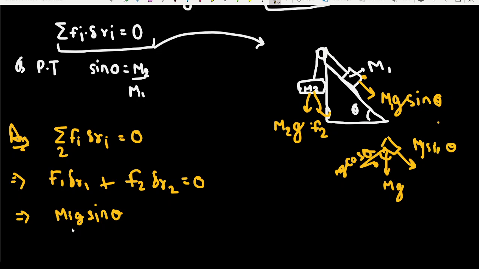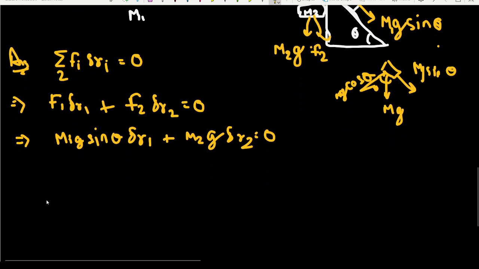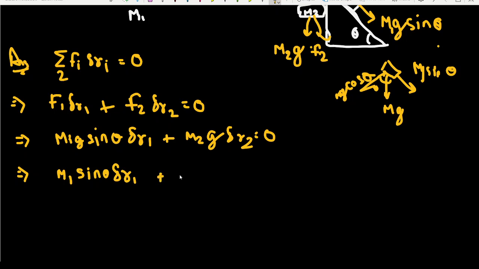So m1 g sin θ δr1 plus F2. What is F2? F2 is only m2 g δr2, equals 0. Now g and g will cancel out, because if you take g common and take it to the other side, this will cancel. What you are left with is m1 sin θ δr1 plus m2 δr2 equals 0.